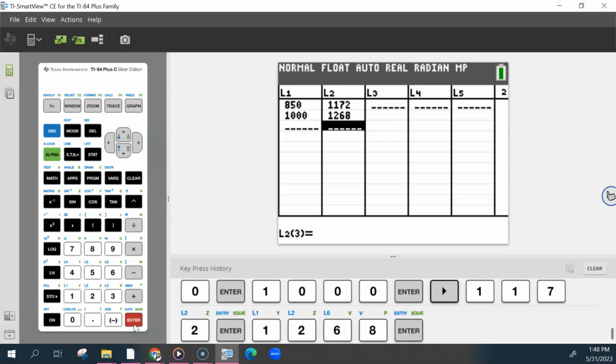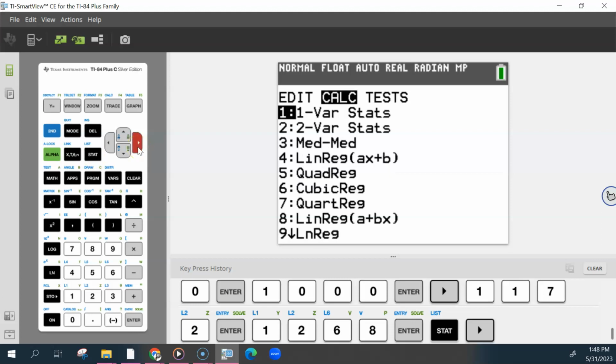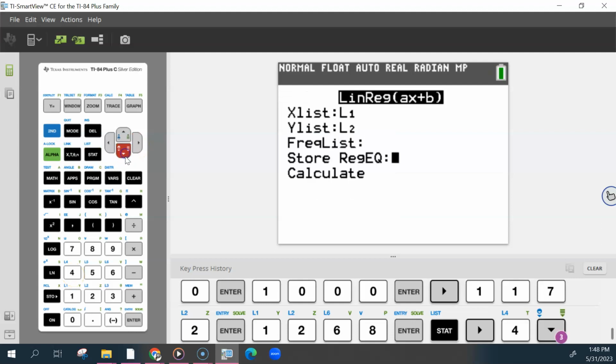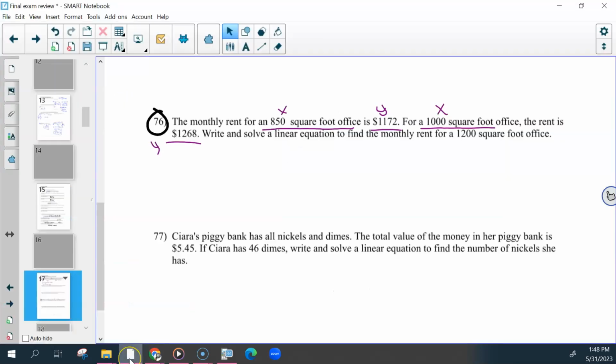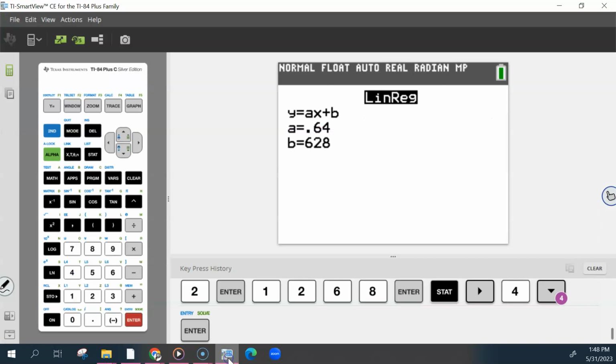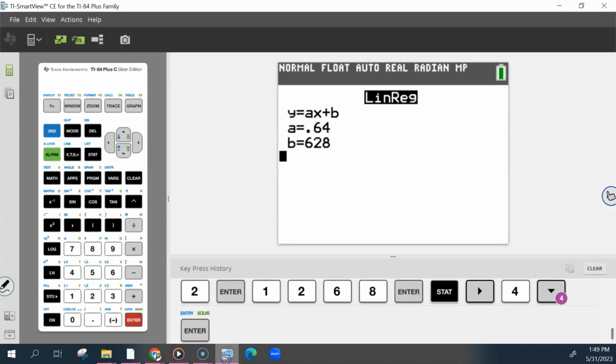And then we're going to do the same steps we were just doing to find our equation. Stat. We just need to find the equation, so we don't even need to store it. Go over to calc, number 4, and you can skip the store and just calculate. This would give us our slope and y-intercept. So y equals 0.64x plus 628.